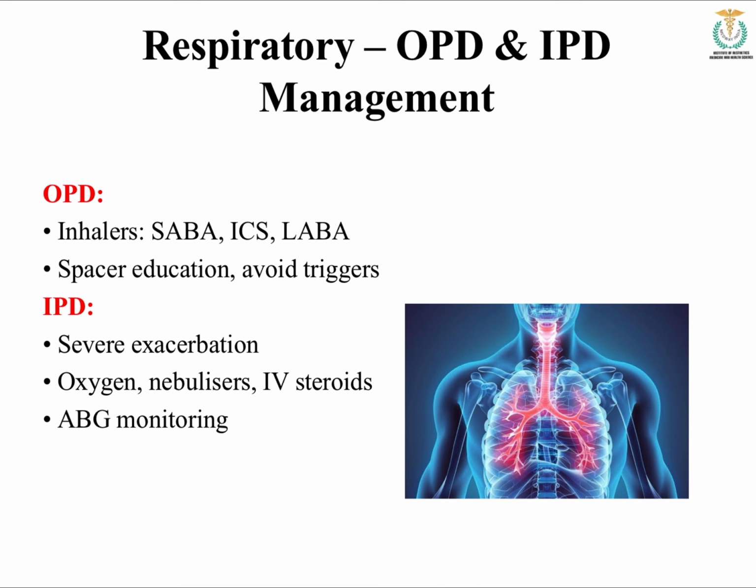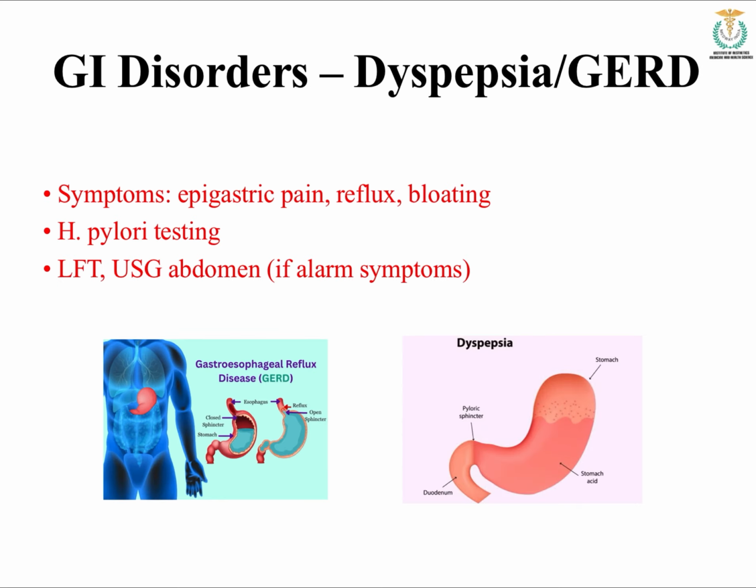Next is the IPD management. So how can you deal with the IPD management? In IPD, severe exacerbations require oxygen to maintain target saturations, nebulized bronchodilators, systemic corticosteroids, and in some cases IV antibiotics if infection is suspected. Monitor with ABG when needed, and consider non-invasive ventilation or ICU referral for any kind of respiratory failure. Next come the GI disorders, that is dyspepsia or GERD.